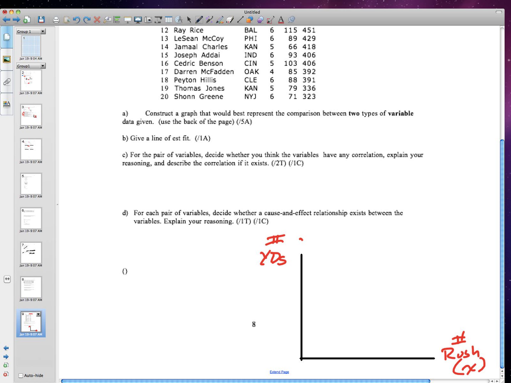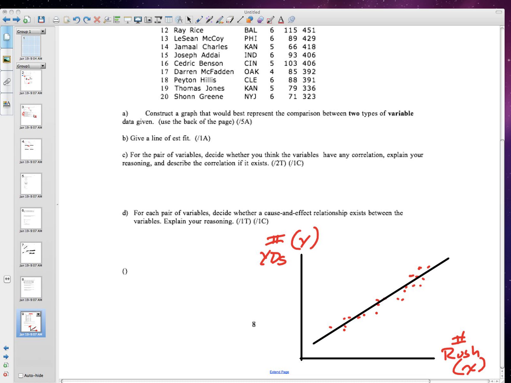Number of rushes, and number of yards was to go on your y-axis. When you guys ended up doing this, from what I remember, it looked like this for the most part. There was a correlation between these. It was linear. You had a line of best fit that looked something like that, depending on how you drew your graph. In order to get the full 5 marks, you needed to use yards and rushes, put them on the correct axis, and plot the data relatively accurately.